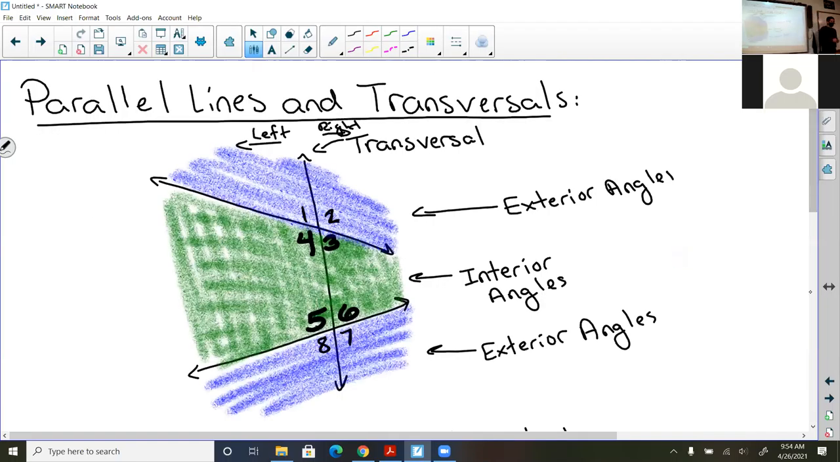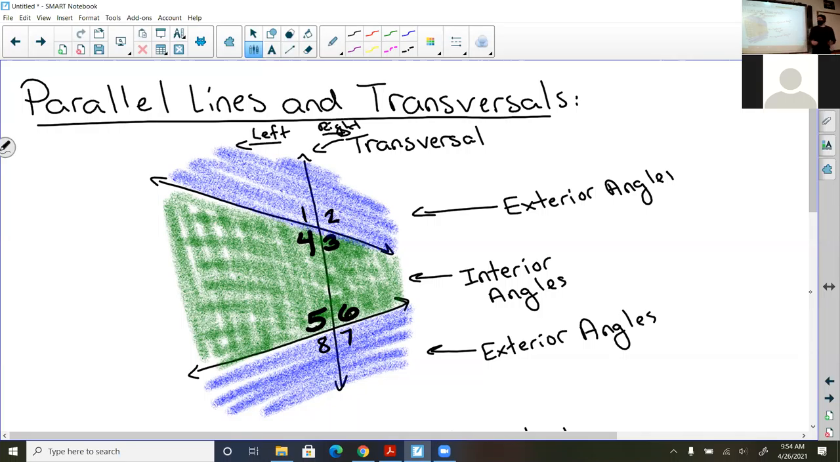So look at the picture before we write a definition. They have to be on the same side of the transversal. So I have 1 and 4, 5 and 8, they're on the left side of the transversal. They have 2, 3, 6, and 7. They're on the right side of the transversal. So that separates between left and right. So the first part of corresponding angles is that they have to be on the same side of the transversal.